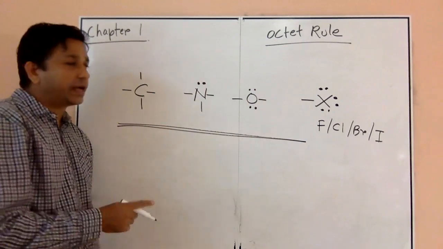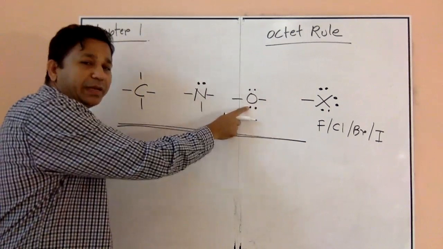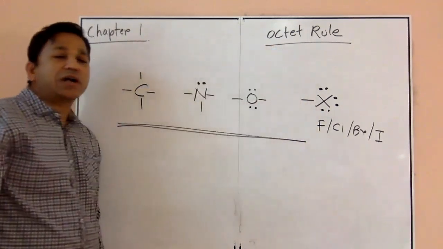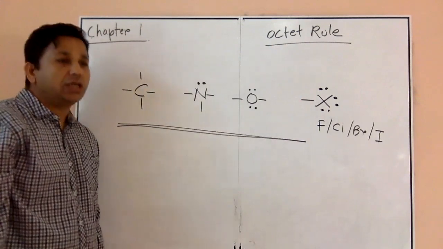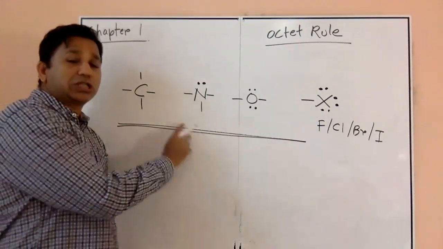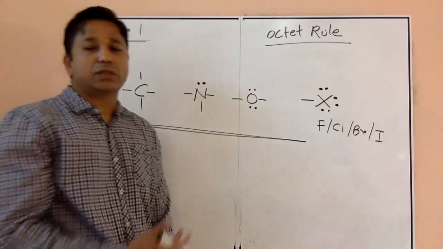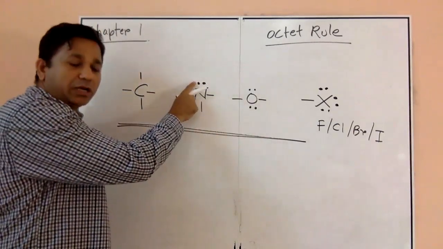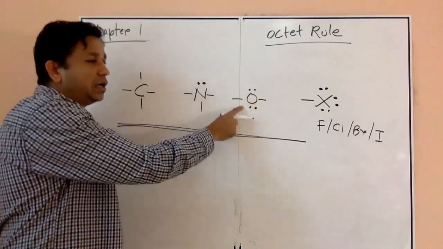So don't forget. And why do we need two electron pairs here? Why do we need one here? Why do we need three? Because of the octet rule. We need to match the eight electrons. And we also saw how to write Lewis dot structures, right? So we knew ahead of time that there has to be an electron pair on the nitrogen, oxygen, and halogen.